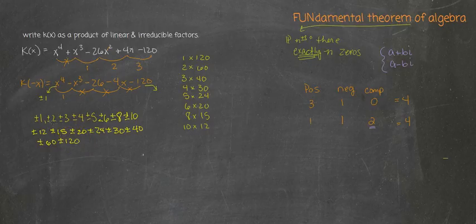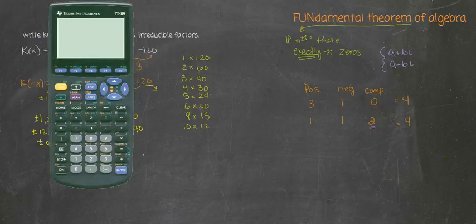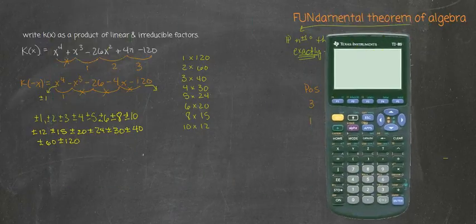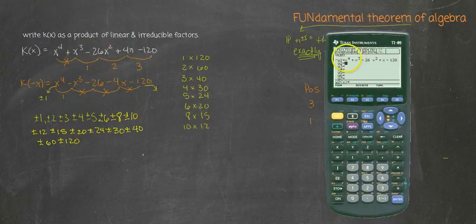I certainly don't want to try them all in synthetic division, so I'm going to use one of my tools to reduce the set of numbers that I should try. And so one tool is my graphing calculator, which I've already set up with this function. You can see here, this is the function we're looking at.